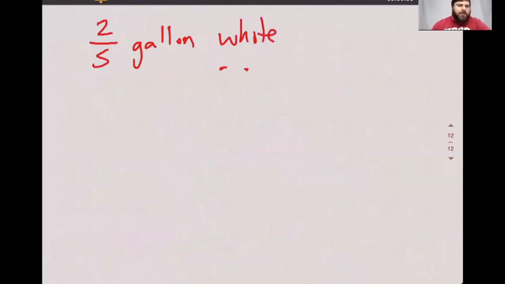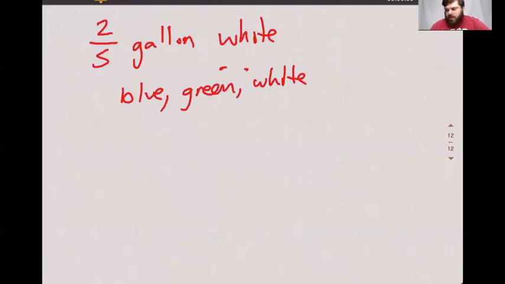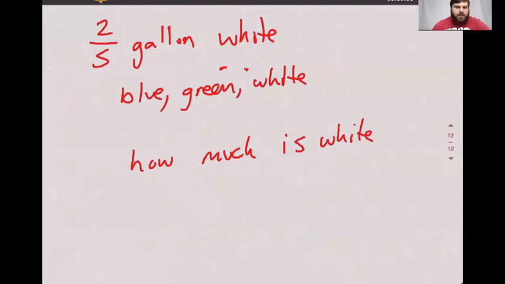Okay, so 2/5 of a gallon of white paint is added to a 5-gallon bucket. Then equal parts of blue, green, and white are added till the bucket is full. So equal parts of those 3. Question is, how much is white? How much paint is white?